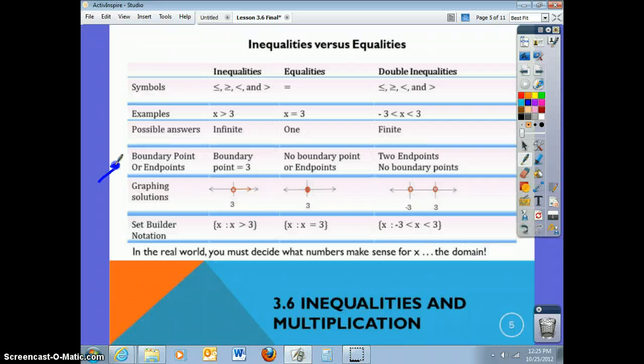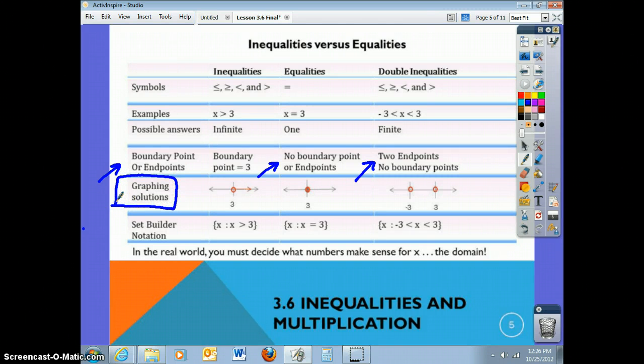All right, next thing you have is something called a boundary point. A boundary point is where an inequality ends, and we'll talk about that in more detail when we talk about graphing it. An equality has no boundary point. It only has one solution, and it has no endpoints, which double inequalities have. This will be more clear when we do this line right here about graphing them.